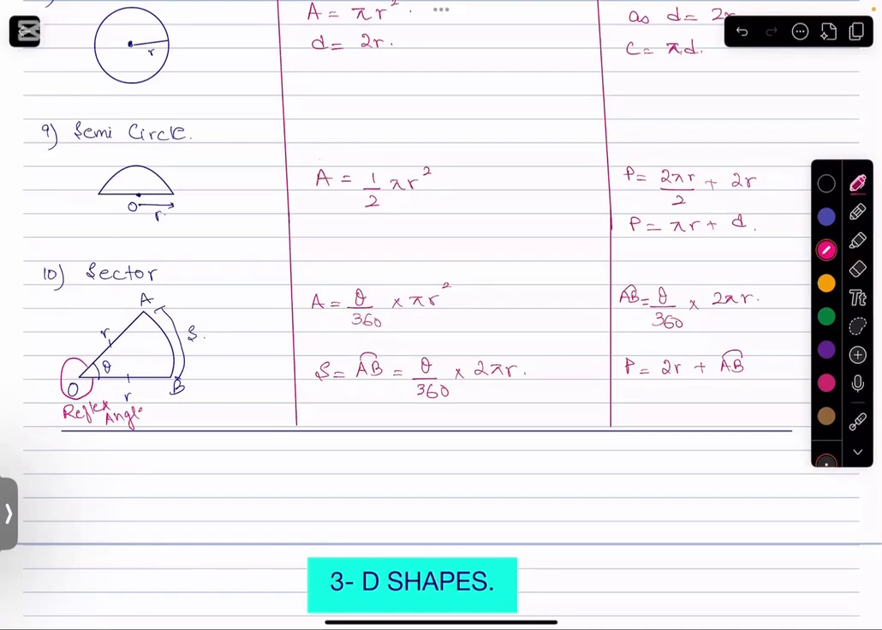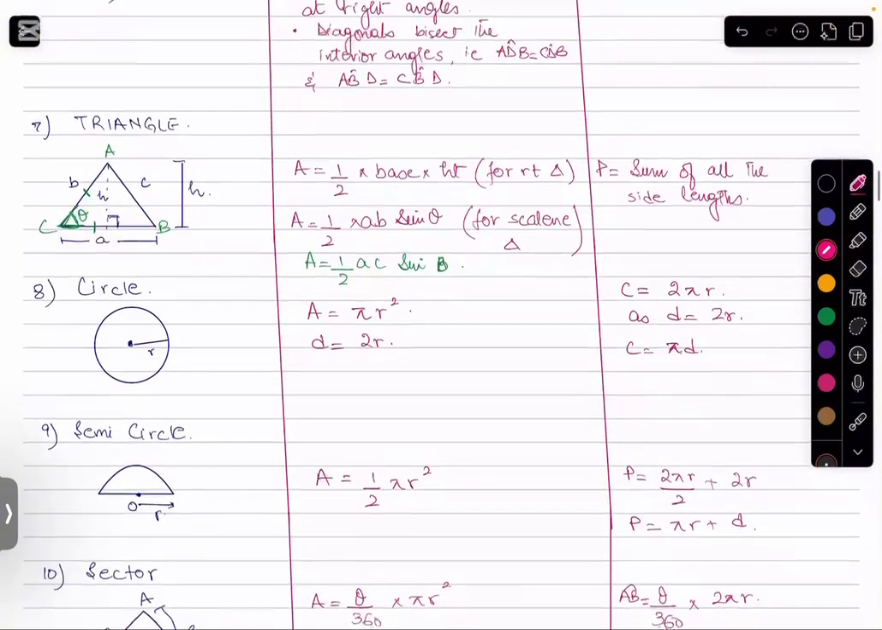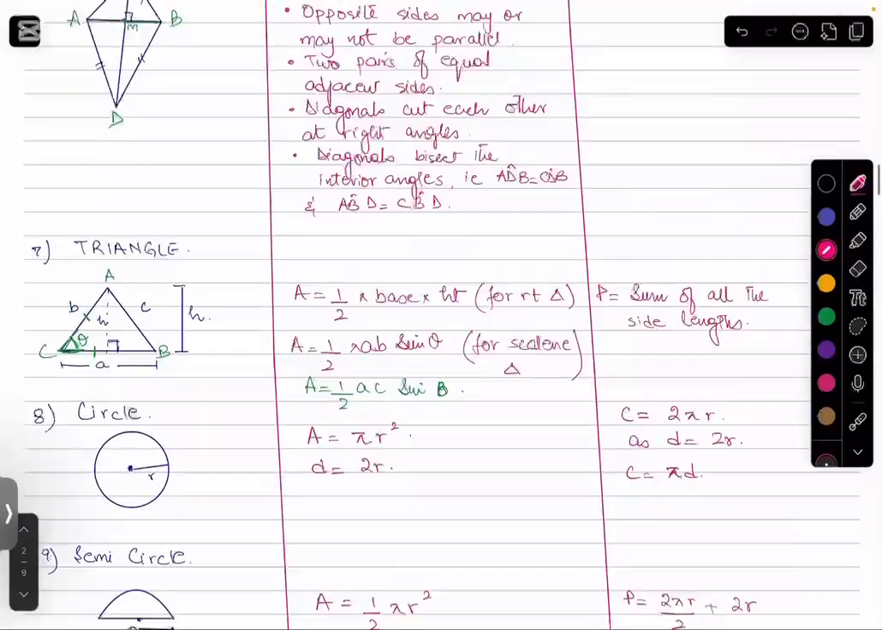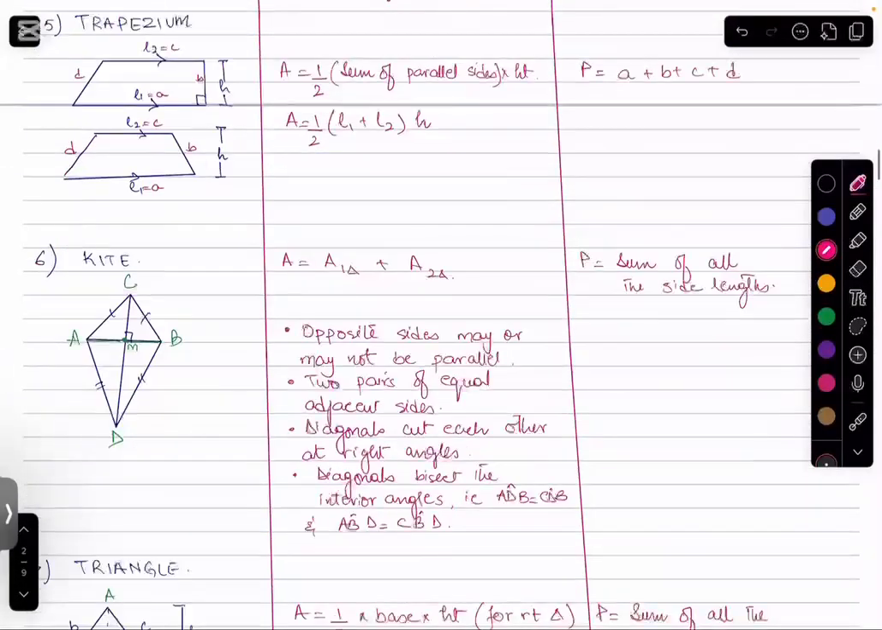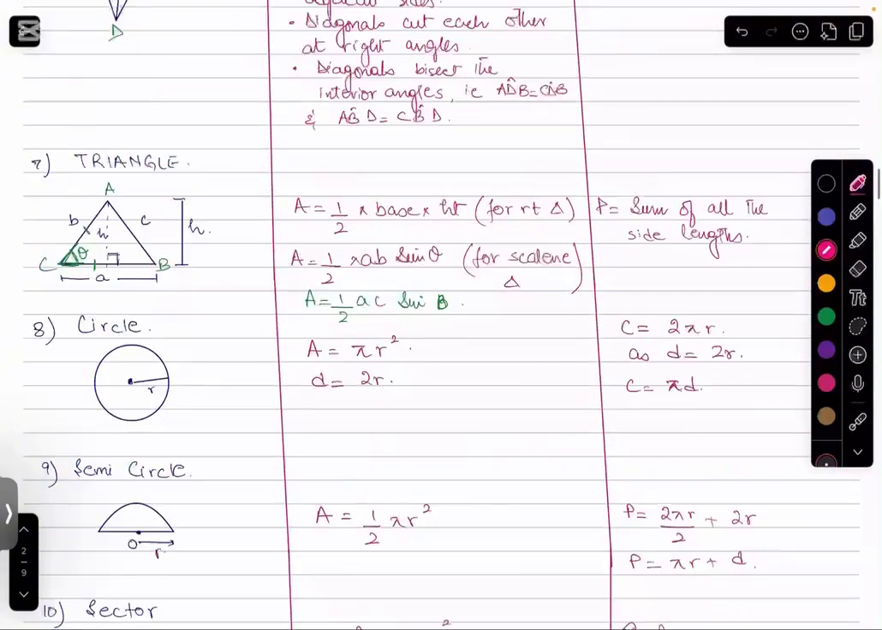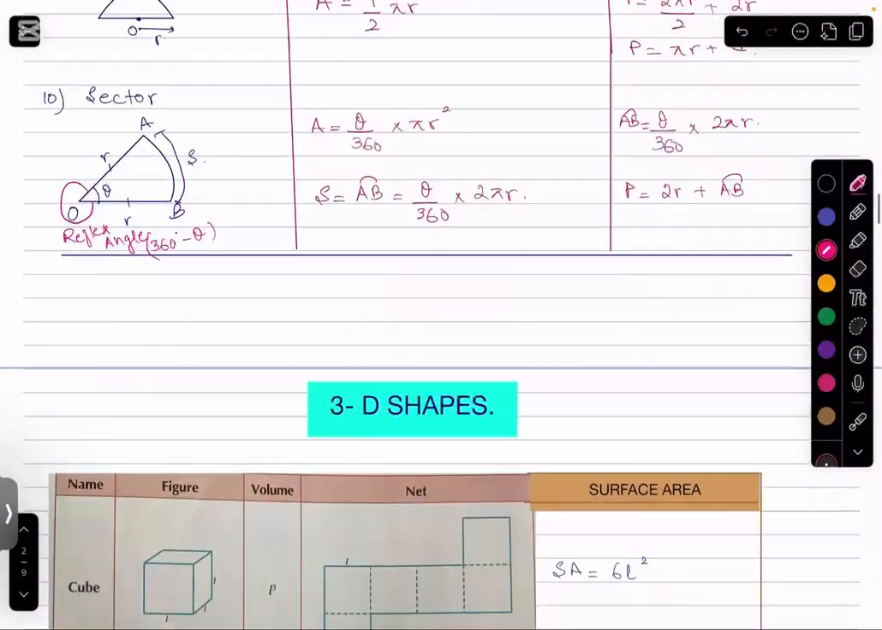And this reflex angle is always 360 degrees minus theta. Reflex angle, it's always taken as 360 minus theta. So these are all 10 2D shapes that I have compiled here. And these formulas will not be given in the formula list of your examination paper. You need to know them by heart.